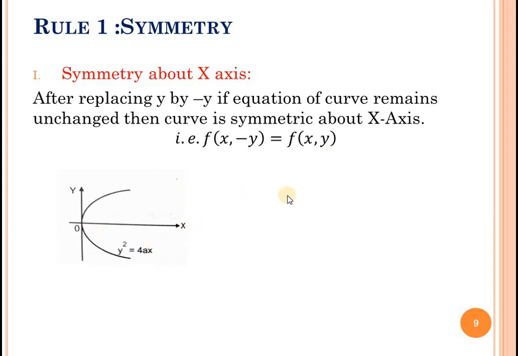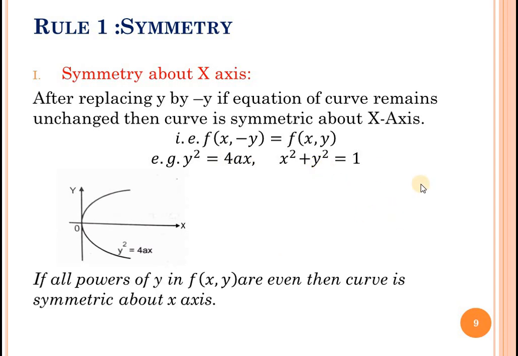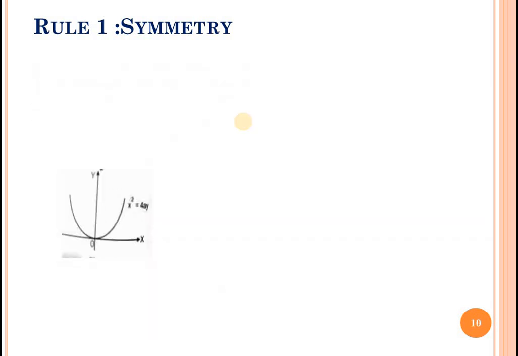Again, examples are y square is equal to 4ax or x square plus y square is equal to 1. Now note, if all the powers of y in the given equation are even, then the curve is symmetric about x-axis. So the curve is symmetric about x-axis if, on replacing y by minus y, the equation of the curve remains unchanged. This is the first rule of symmetry about x-axis.